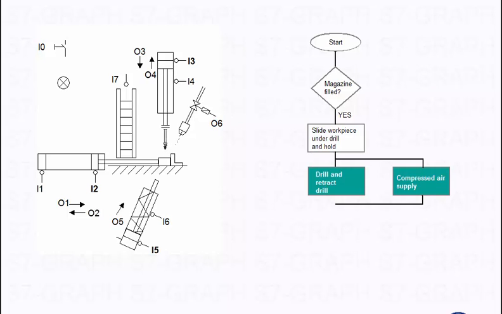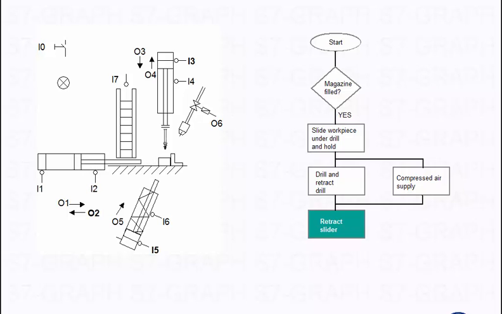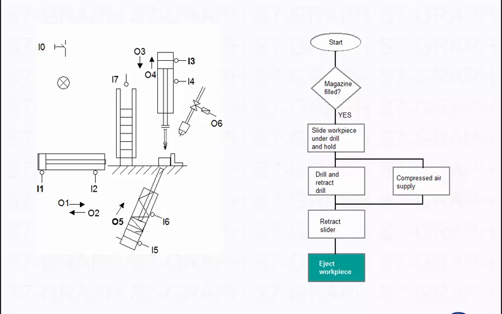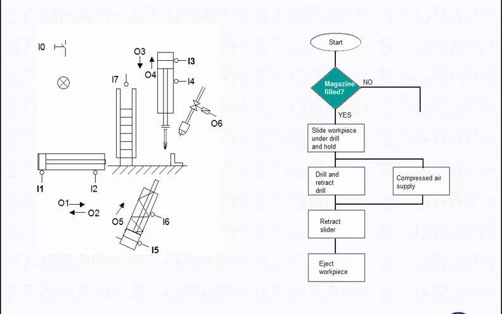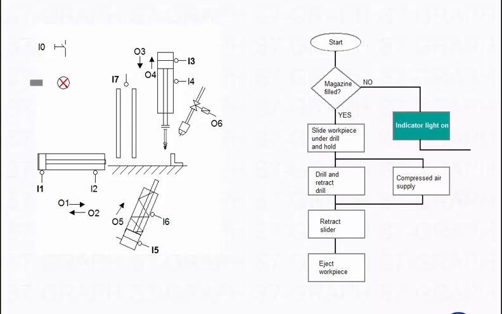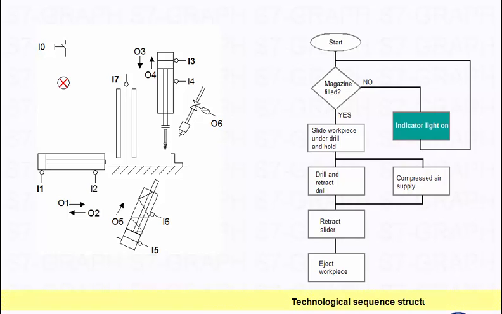During the drilling process, compressed air for chip removal is applied until the drill is back in the starting position. Then the slider moves back and the finished workpiece is ejected. If no more workpieces are left in the magazine, the indicator lights will indicate this, and the process is interrupted. The technological sequence structure results from the task described in this example.